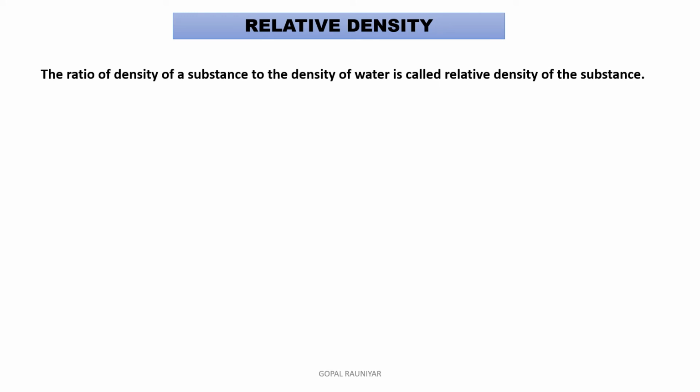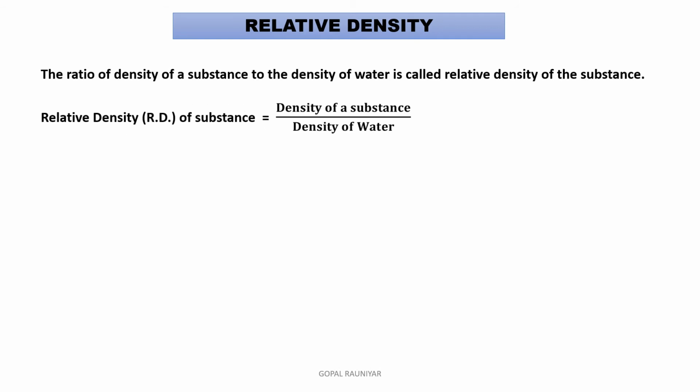Now we will discuss relative density. So relative density is the ratio of density of a substance to the density of water. So here the definition of relative density is: the ratio of density of a substance to the density of water is called the relative density of the substance. And the formula of relative density is density of substance upon density of water, and it is a unitless quantity. That means relative density has no unit.